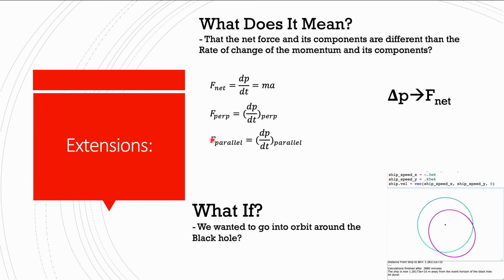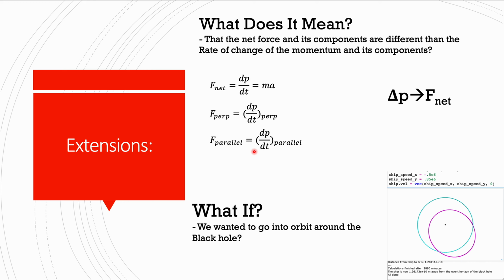For our extensions, the what does it mean question: what does it mean that the net force and its components are different than the rate of change of the momentum principle? Or the momentum and its components, I should say. So while the change in momentum is equal to Fnet, in this case we were unable to actually calculate the net force, so we had to use the change in momentum over time and its components to then calculate the net force and its components.